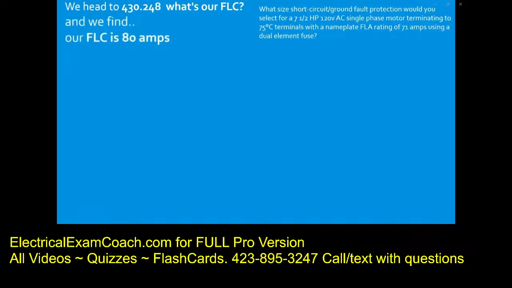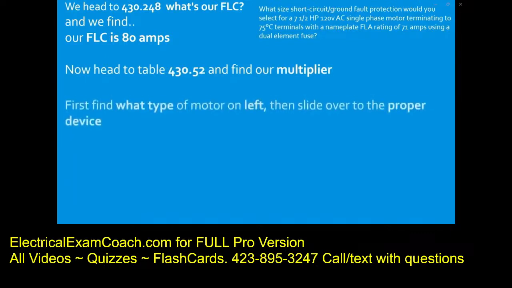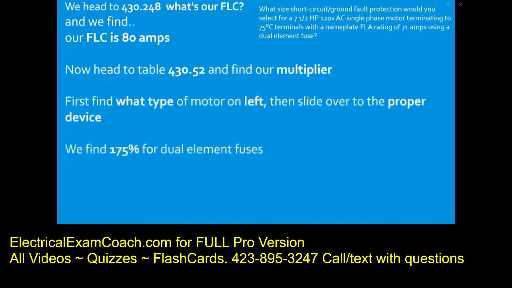Now we head to table 430.248. What is our FLC? We start on the left-hand side, find our horsepower, come across to our voltage, and we're going to find that our FLC is 80 amps. Now we head to 430.52 and find our multiplier. Starting on the left-hand side and finding our motor, we come over and we tee off with our type of device. Then we're going to find that it's 175% for dual element fuses.